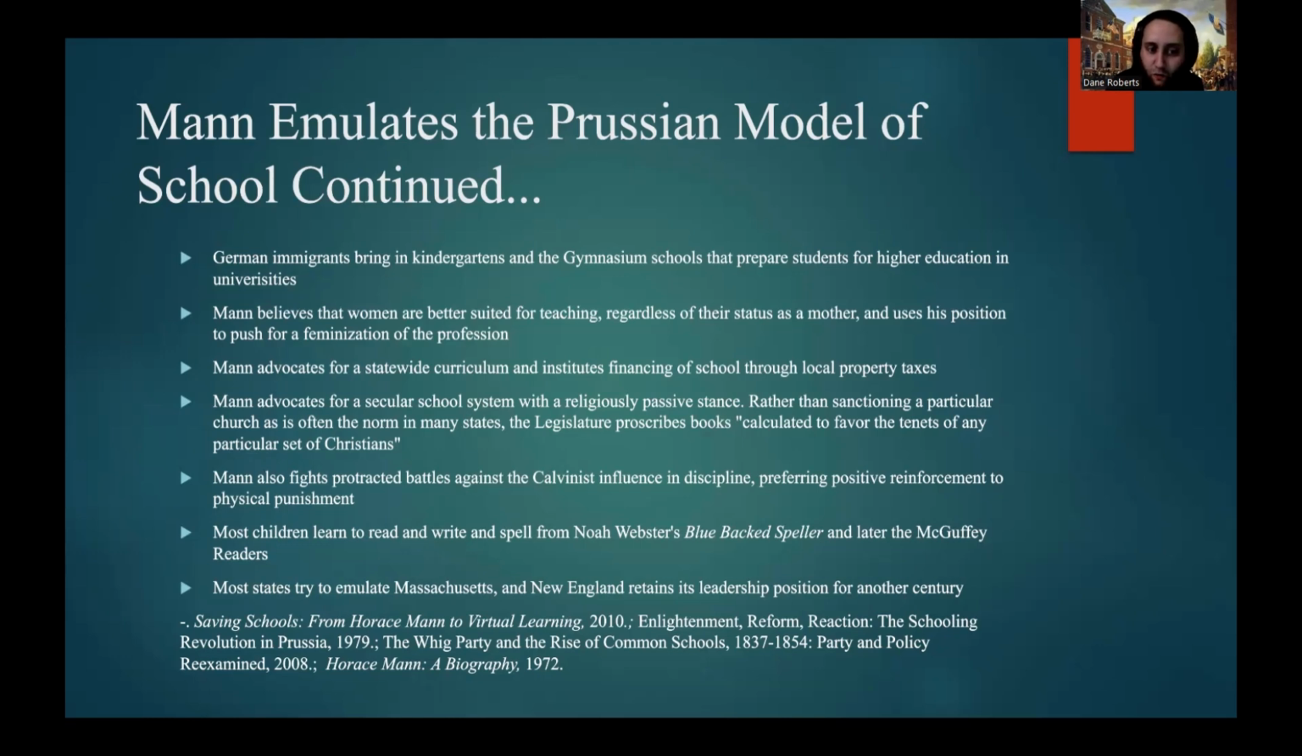Mann also fought protracted battles against the Calvinist influence in discipline, preferring positive reinforcement to physical punishment. Under Mann's system, as well as the Prussian model, most children would learn to read and write and spell from Noah Webster's Blue Backed Speller and later the McGuffey Readers. After Mann implemented these reforms, most states would try to emulate Massachusetts, Mann's home state, and New England would retain its leadership position for another century.